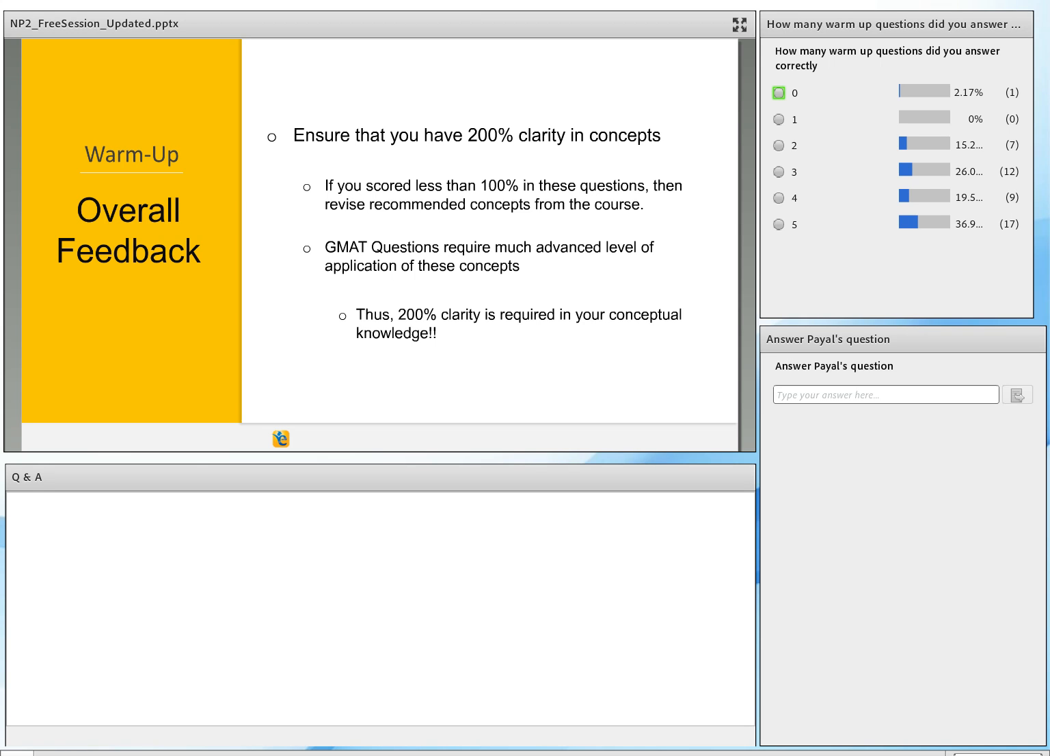For those of you who got fewer than 3 questions correct, there is a big conceptual gap. Go through the e-GMAT content so that you can bridge those gaps, because you need to have not just 100% clarity. When I say 200% clarity, what do I mean? Isn't 100% clarity enough? What do I mean by 200% clarity?